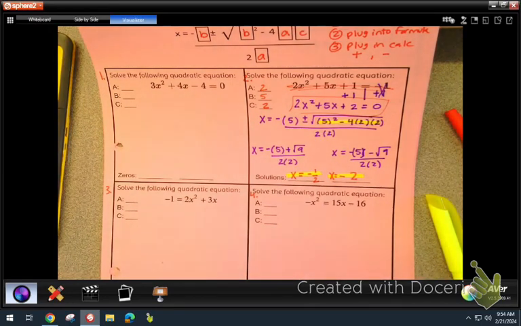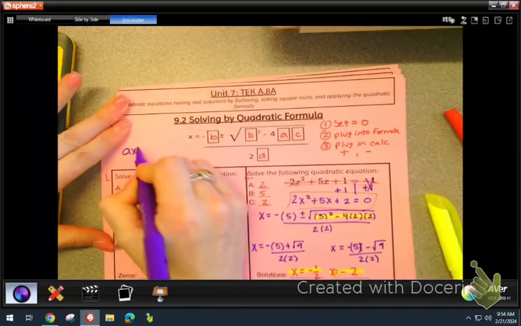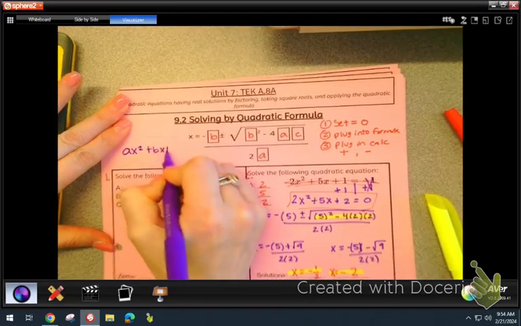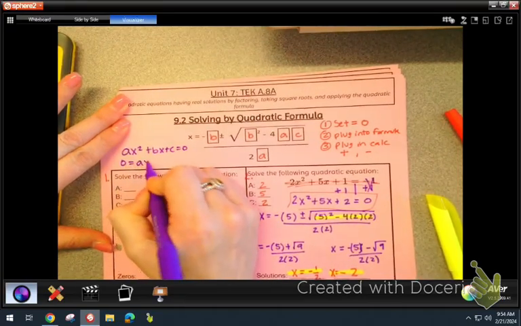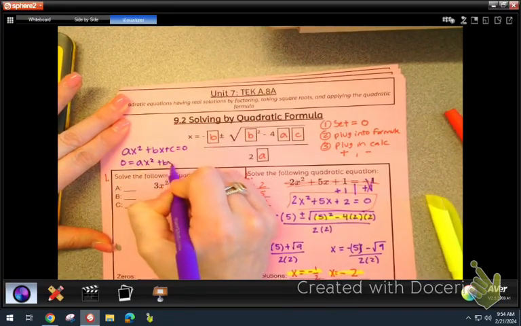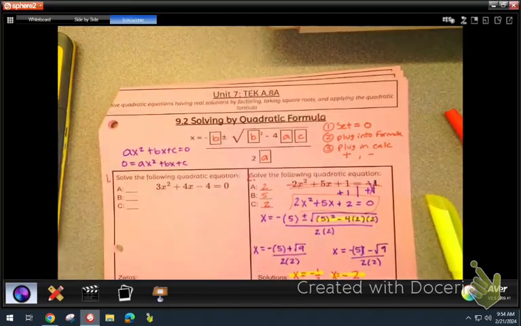I'd rather move 1. Do we agree? Wouldn't y'all rather do 1 step instead of 2 steps? We want it set equal to 0. Typically, we write it like this: ax squared plus bx plus c equals 0. But it's the same thing if we have 0 equals ax squared plus bx plus c. We can put 0 on the left or the right.